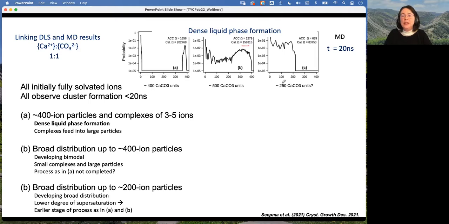Okay, and so here in this simulation, the distribution was not so broad yet. It was also for a smaller system, we think. But this is again at a much lower degree of supersaturation. So maybe we're still seeing the widening of the distribution. So we may actually have different snapshots of the same dense liquid formation.